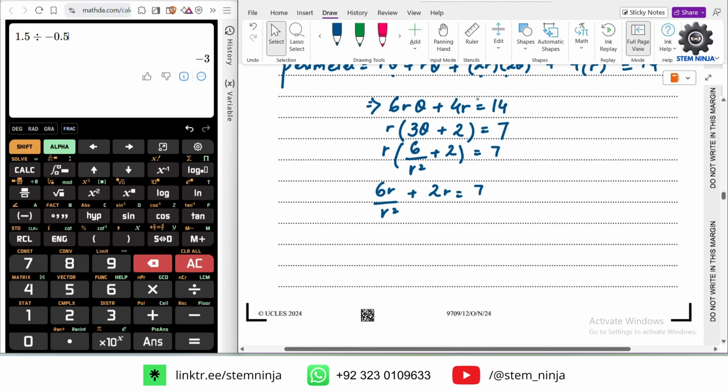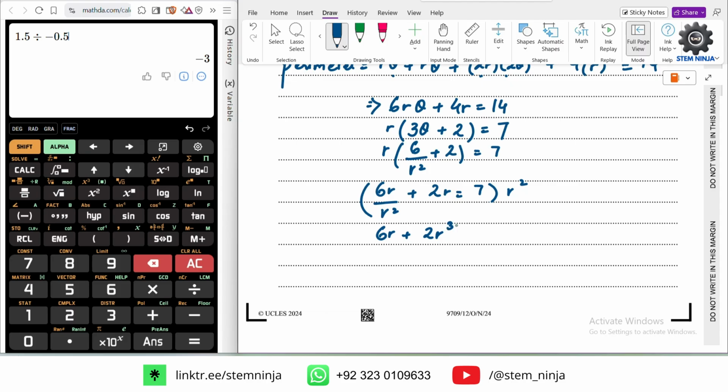Cross multiplied, r squared across, you get 6r plus 2r cubed equals 7r squared, right? And we can drop 1r because r equal to 0 is a trivial solution, so it's 6 plus 2r squared is equal to 7r. Okay, now this is a quadratic equation. 2r squared minus 7r plus 6 equal to 0.